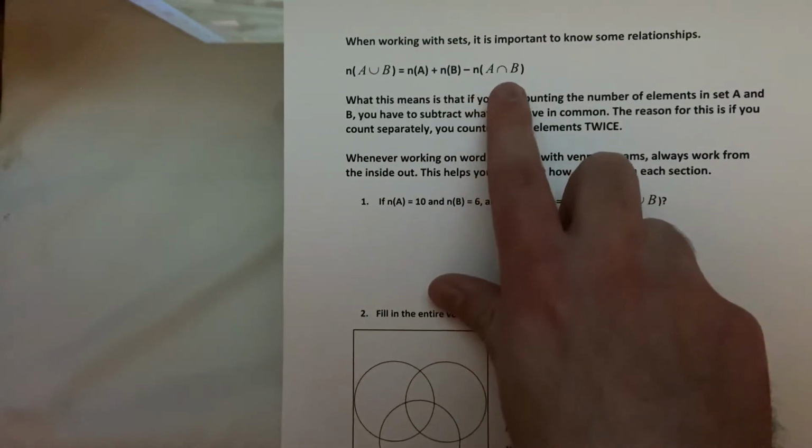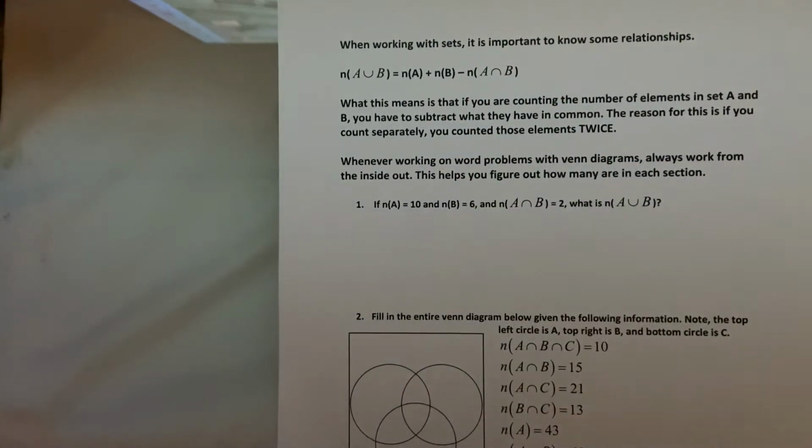Now, why is that? Let's say in the classroom you counted all the people who have blonde hair. You counted all the people who had blue eyes. Those are people in set A and set B. What did you do to the people with blonde hair and blue eyes? You counted them twice. So you need to subtract the people that have both characteristics once to get their count back down to 1.